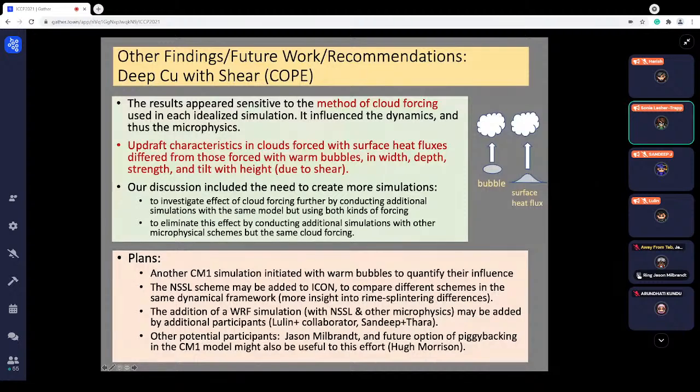Other potential participants: Jason had also expressed maybe some interest, as well as Hugh when they get piggybacking working in CM1. Again, I'm not holding anyone to this. I just wanted to document that. And with that, I'm done. Thanks.